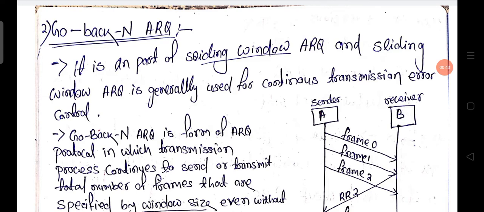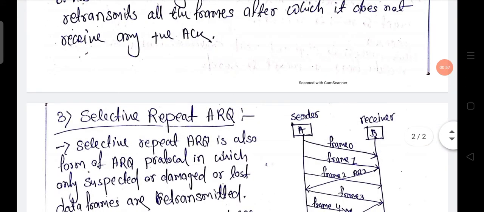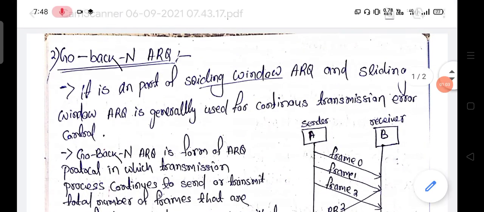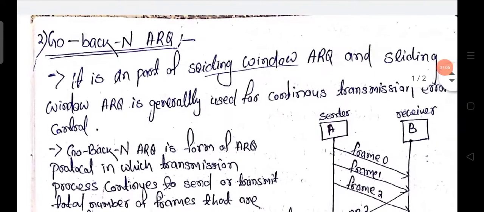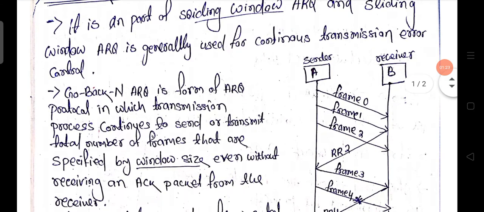In previous classes, we have studied that sliding window ARQ is of two types: Go-Back-N ARQ, and the second one is selective repeat ARQ. Now, Go-Back-N ARQ is a form of ARQ protocol in which the transmission process continues to send the total number of frames that are specified by the window size.